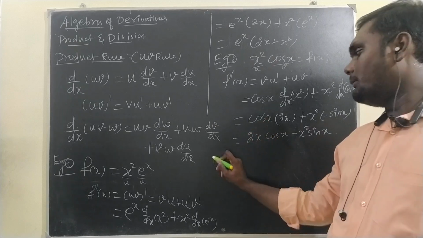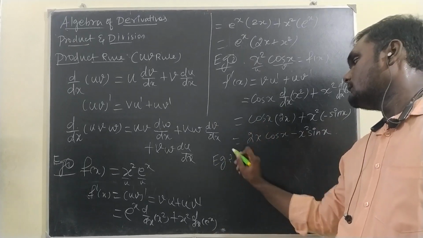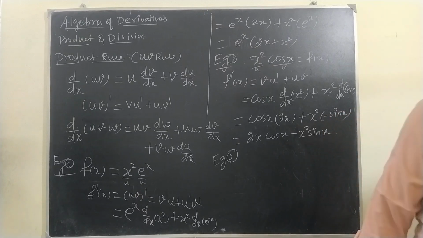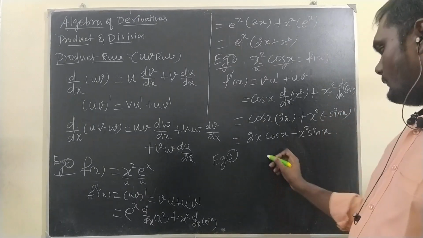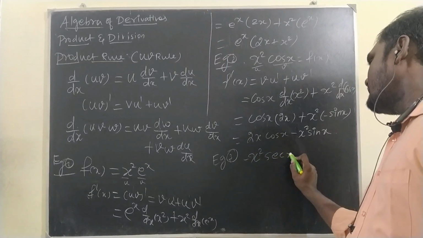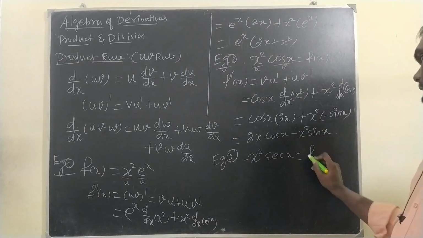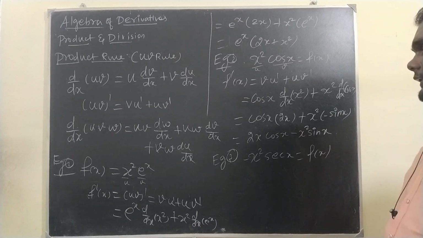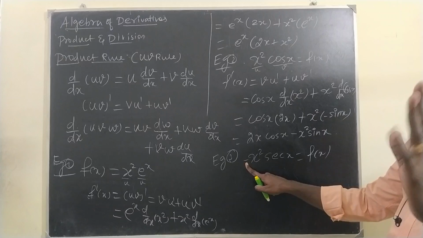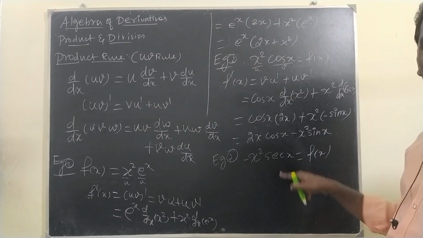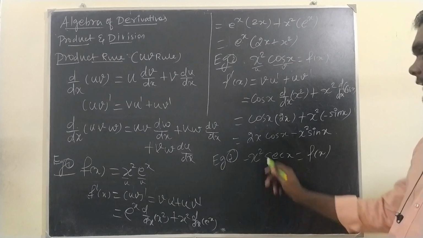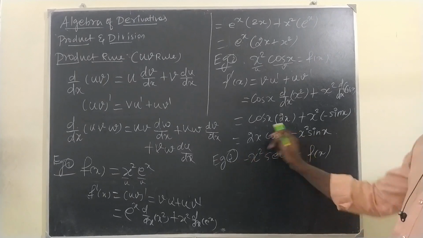And next, example 3. I want you to do this. Minus x square secant x is our f of x. Can you do it? See, don't think that minus is there, so sum or product rule. Is this in product or addition subtraction? Product only. This is like one term.